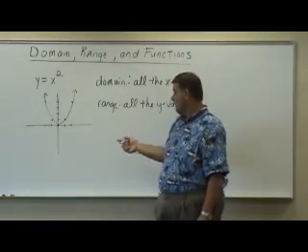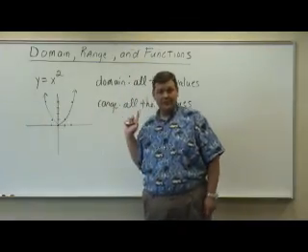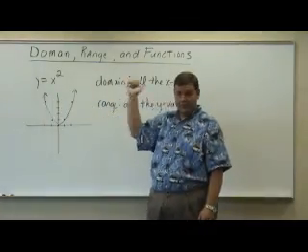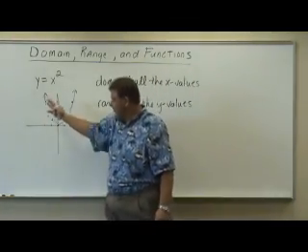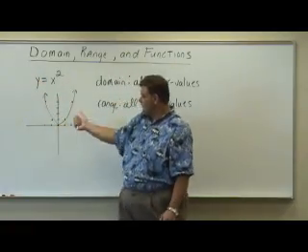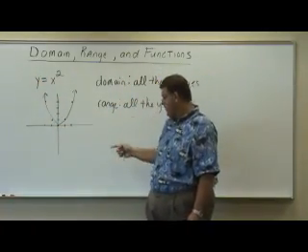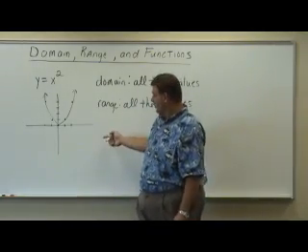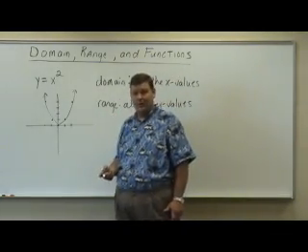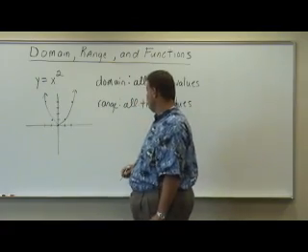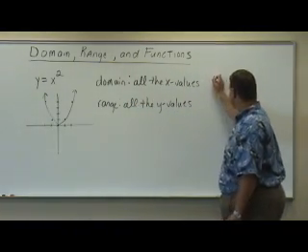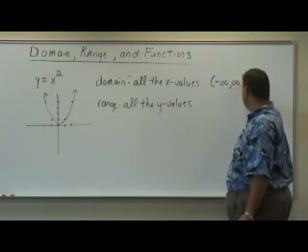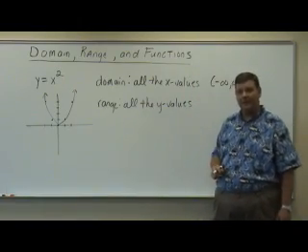And if you think about the domain, you're thinking left to right. Where does this go in that direction? Where does it go in that direction? Well, this is just going to keep going on and on and on in that direction, on and on and on in this direction. So every x value on the entire x-axis would correspond eventually to some point on this graph. So in this case, the domain would be negative infinity to infinity, every possible x value.